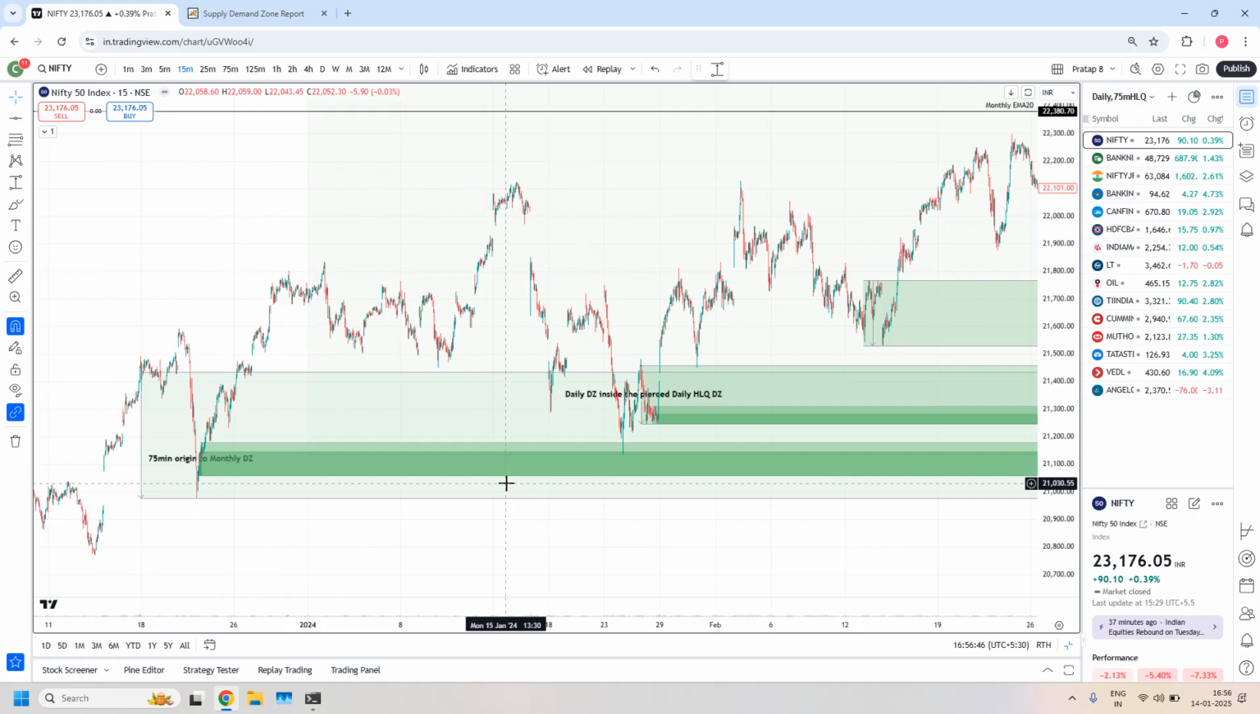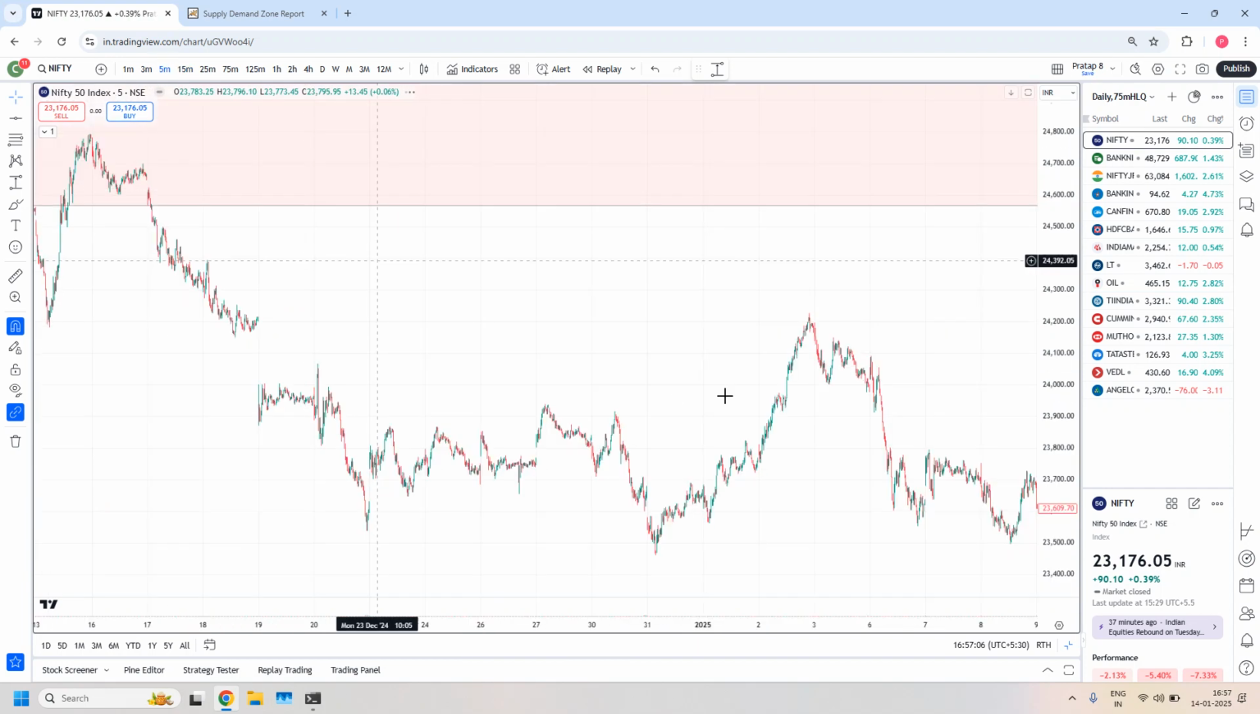If daily zone is also there, this is going to be a fine-tuned zone that could have been even much stronger order flow. But already this is a fine-tuned zone inside the 75-minute zone. Okay, this is about 15 minutes. Now let's go to the 5 minutes to find the real institutional order flows.